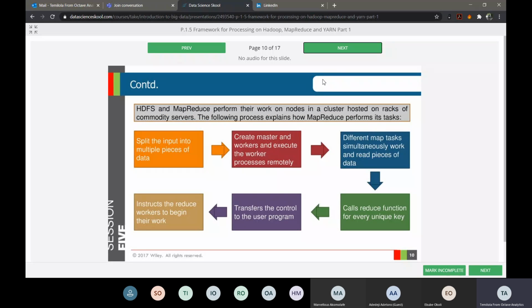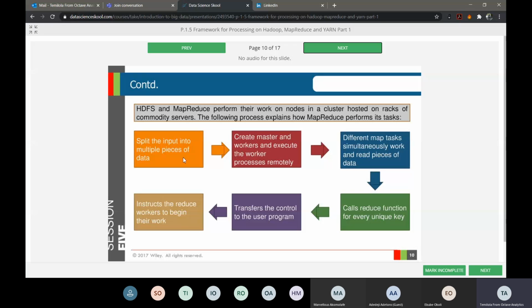So going on, this one is just saying, okay, HDFS and MapReduce perform their work on nodes in a cluster hosted on racks of commodity servers. I already explained part of this in the last class. The following process explains how MapReduce performs its tasks. Wow, so much emphasis on how MapReduce works. Okay. So what does this flow diagram say again?